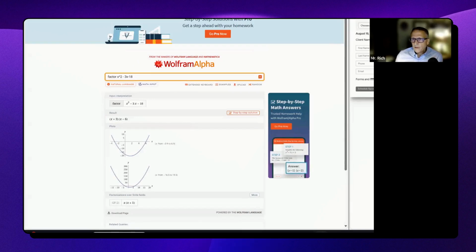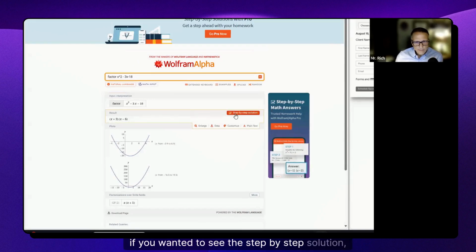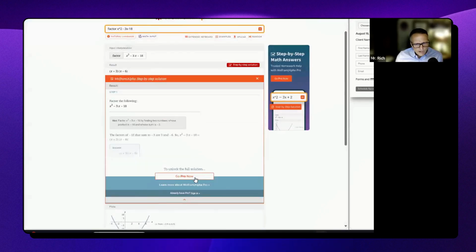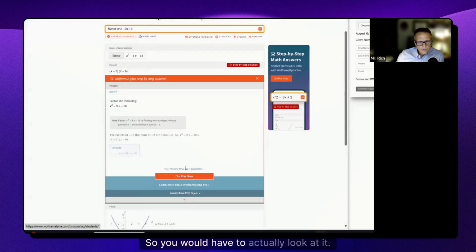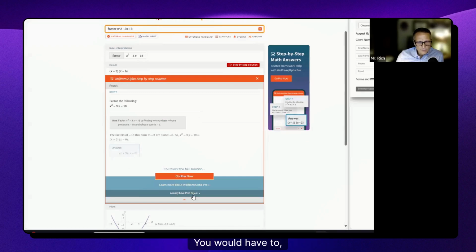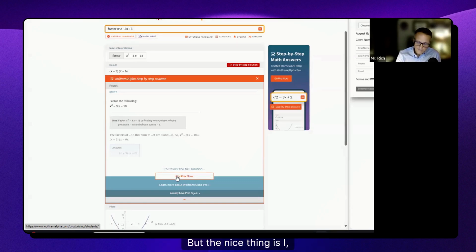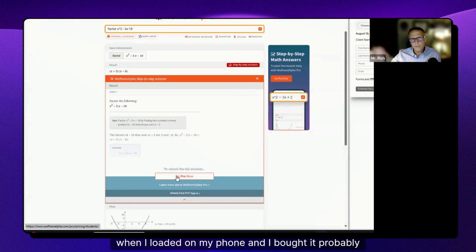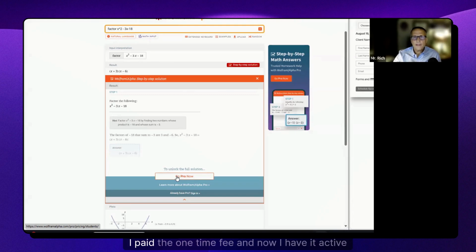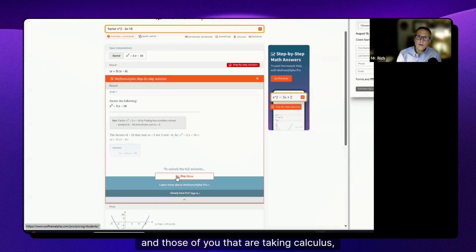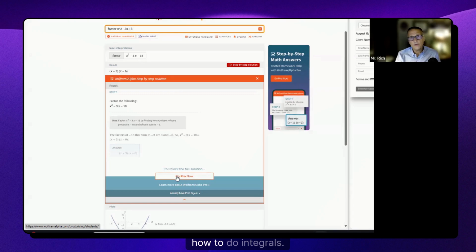But if you wanted to see the step-by-step solution, if I click on that, it says Go Pro now. So you would have to purchase the app. And I'm not sure if that may be a monthly subscription, but the nice thing is when I loaded it on my phone and I bought it probably 7 or 8 years ago, I paid the one-time fee and now I have it active on my phone and I can use it. And those of you that are taking calculus, you can definitely use it to learn how to do derivatives, how to do integrals.